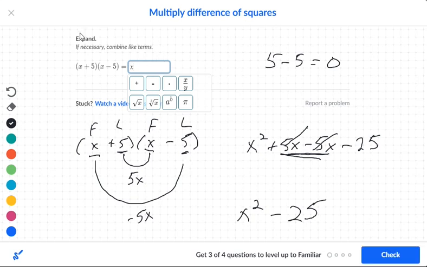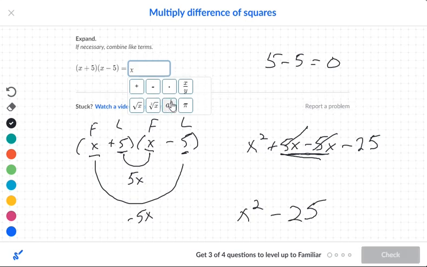So we'll type in the x. We'll press the AB key. This is 2. We'll press space bar. We'll go minus, and we'll go 25.